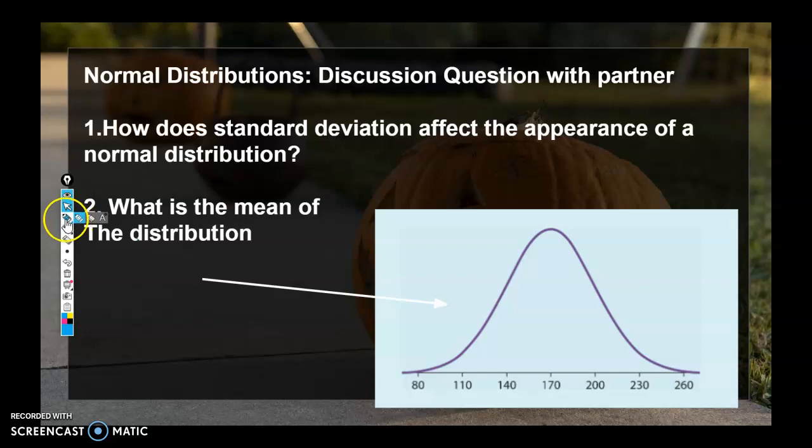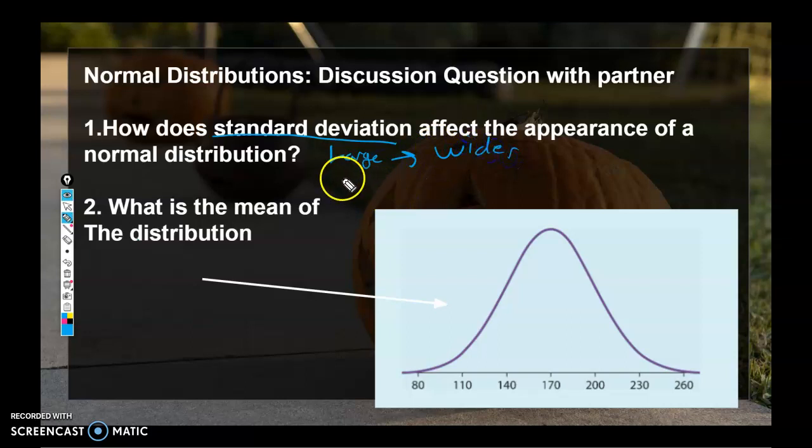So how, in fact, does standard deviation affect the appearance of a normal distribution? Well, a larger standard deviation makes it wider, a little flatter. A smaller standard deviation makes it skinny, makes it peaky. Standard deviation is the width. If you have a small width, you're going to be taller and a little peakier. If you have a large width, you're going to be a little longer, a little wider.